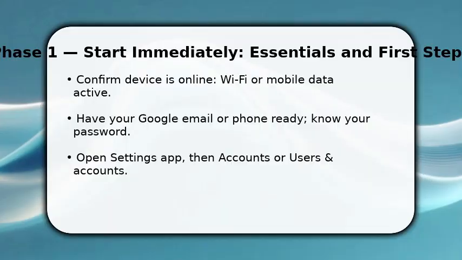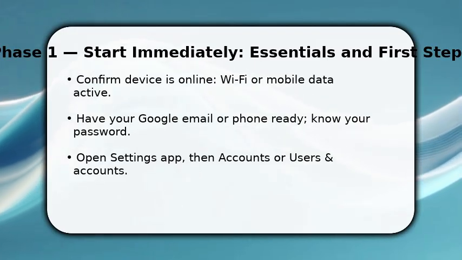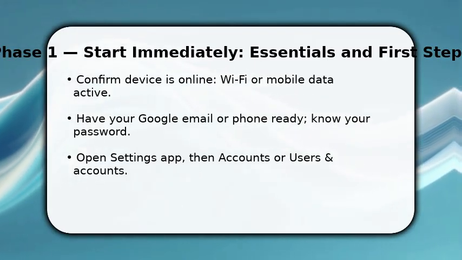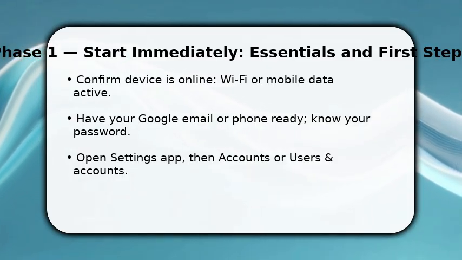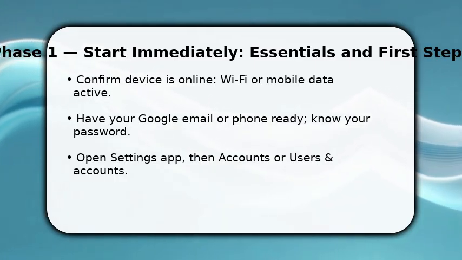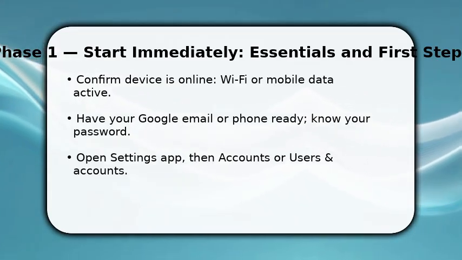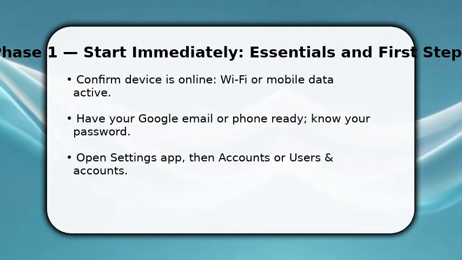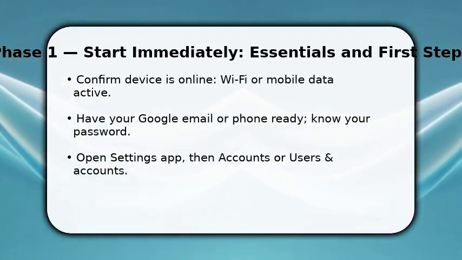You start by preparing the essentials. Make sure your device is connected to Wi-Fi or mobile data, and have your Google email or phone plus password ready. Once done, open the Settings app and navigate to Accounts or Users and Accounts. This is where Google Accounts live. You're not signing in yet. You're positioning yourself to add an account. This first step prevents interruptions and explains why connectivity and credentials matter for verification and syncing services.